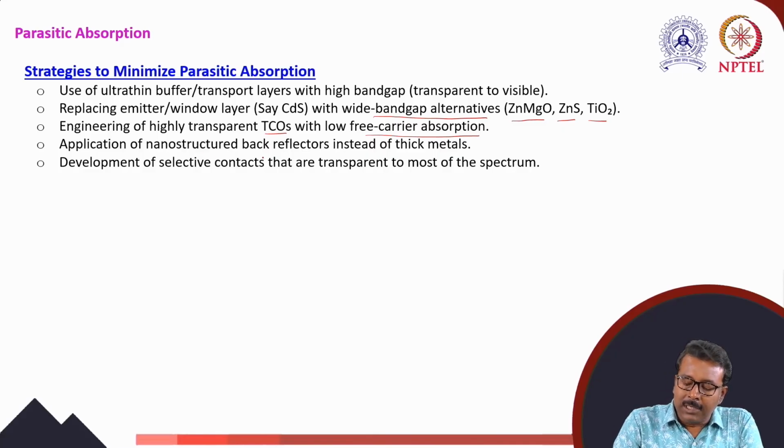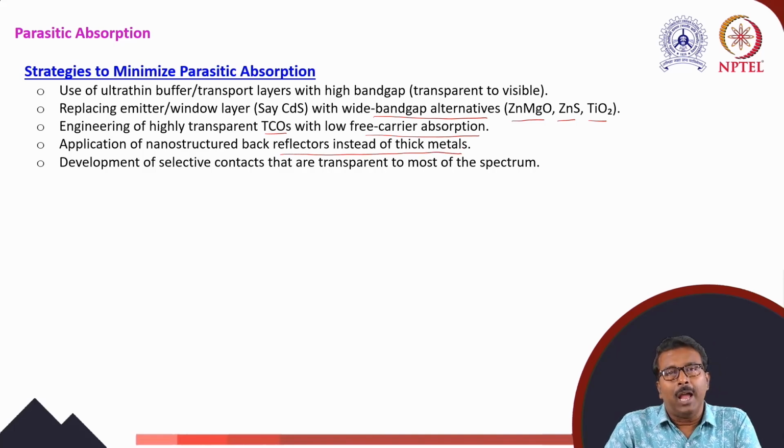Application of nanostructured back reflectors is also a very recent trend. On the back side, if you have an array of nanorods or some other nanostructures, say nanopyramids like this, the light which is reaching the back may be reflected back and reabsorbed by the absorber layer.